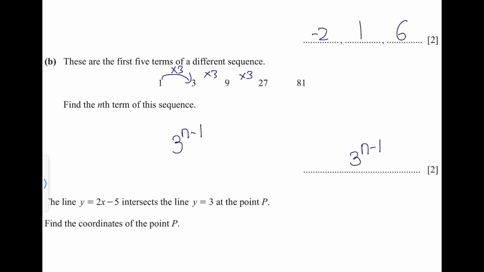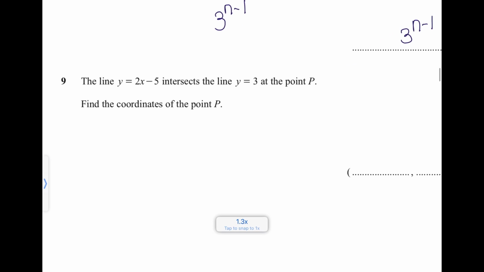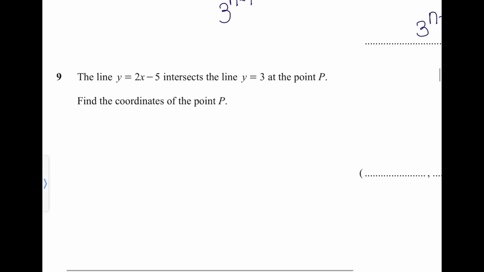Now why does this work? It's because the first term is 1. So when you put 1 here, 1 minus 1 is 0, and anything raised to 0 gives you 1. The second term is 3. So when you do 2 minus 1, it will be 1, and 3 raised to 1 is 3. The third term: 3 minus 1 is 2, and 3 raised to 2 is 9, which is the square of 3.